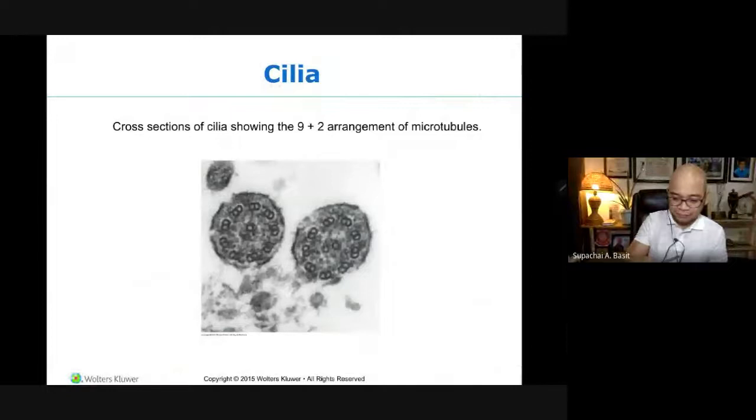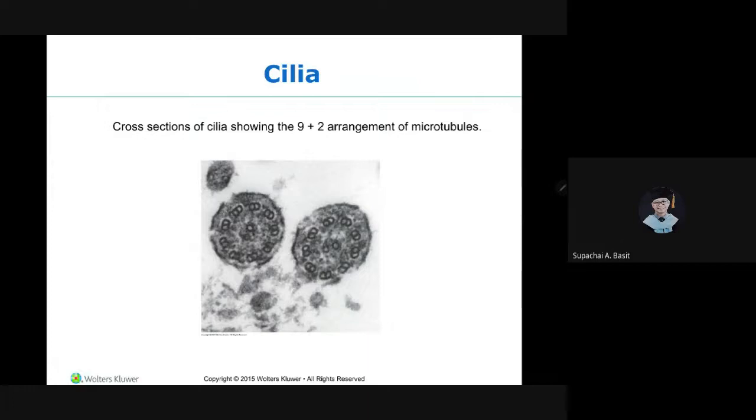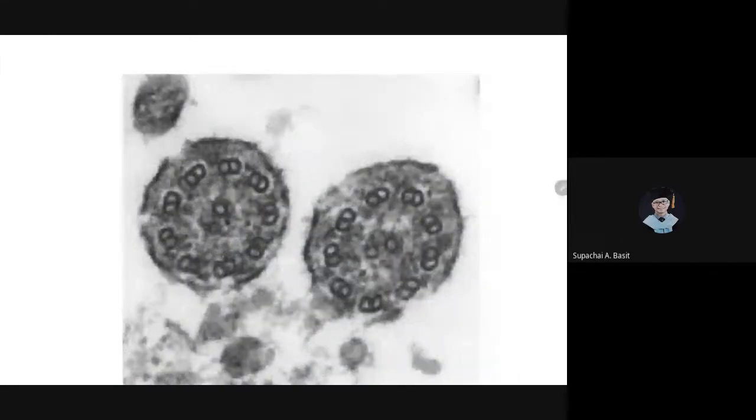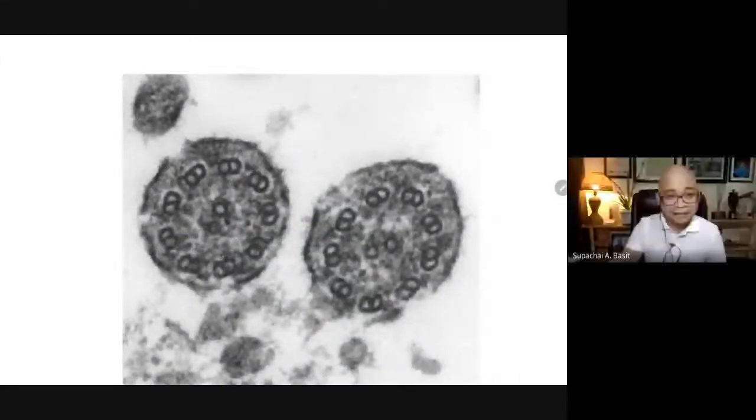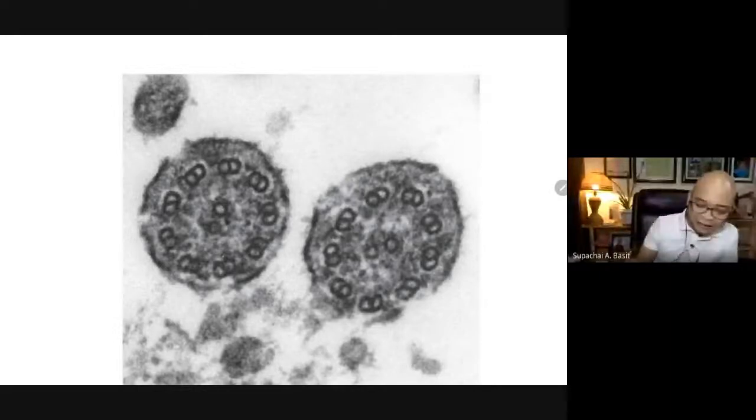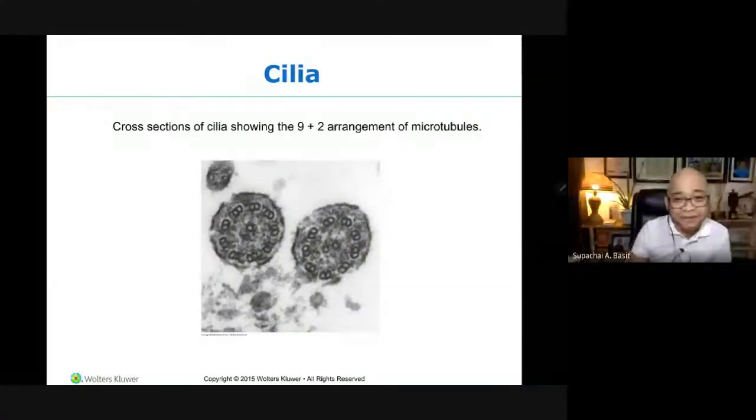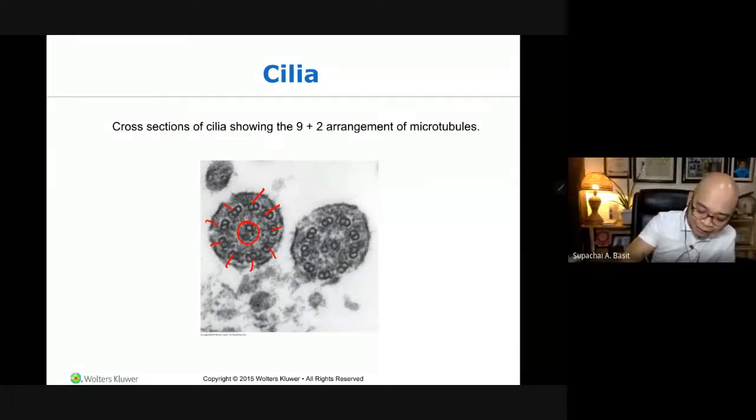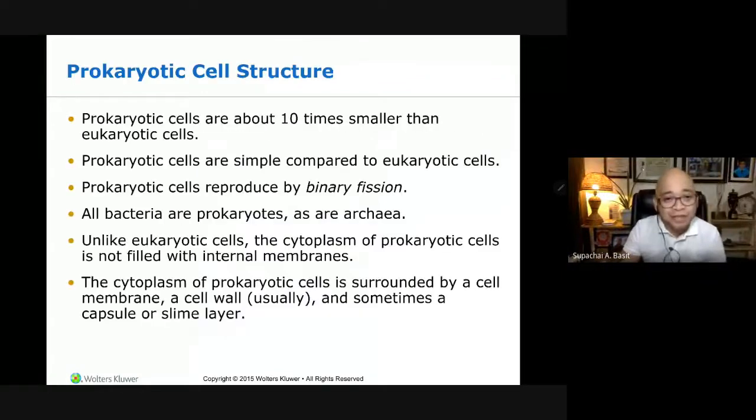Okay, so here's an example of a cilia, a cross-section of the cilia. Okay, so the cross-section of the cilia has a 9+2 arrangement. A 9+2 arrangement of the microtubules. So that's 1, 2, 3, 4, 5, 6, 7, 8, 9. So we have 9 plus another 2 microtubules here in the middle. Okay, so 9+2 arrangement of microtubules.